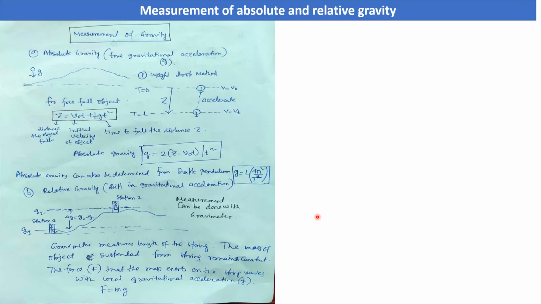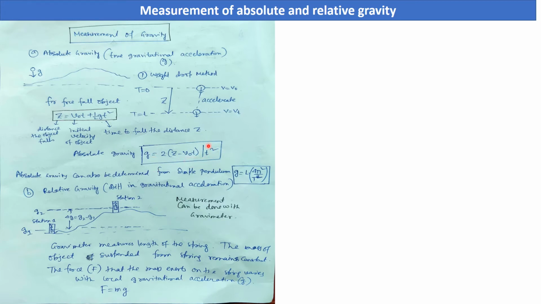So, I have made something for you, friends, so that we can understand it easily step by step. Don't worry, it will not be so boring. Let's just see it. First we'll see how to measure absolute gravity with the weight drop method. For a free fall from t equal to 0 to t equal to small t, we have the formula vt plus half g t squared. From this formula we can get the absolute gravity value.